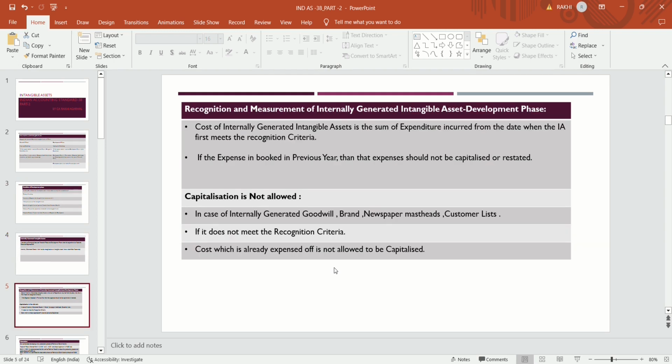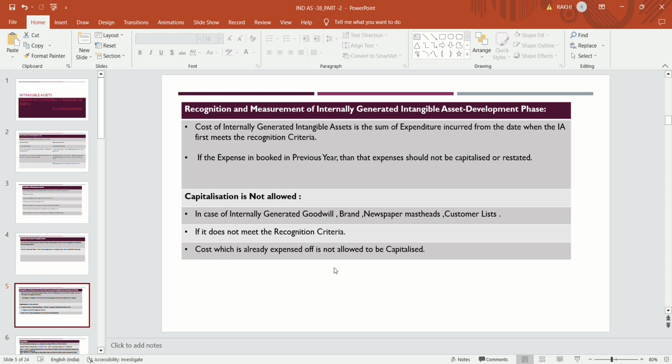The recognition and measurement of an internally generated intangible asset at the development phase: how will the entity recognize the internally generated intangible asset at the time of the development phase? Firstly, the conditions are required to be fulfilled. If the conditions are fulfilled, then it should be capitalized.